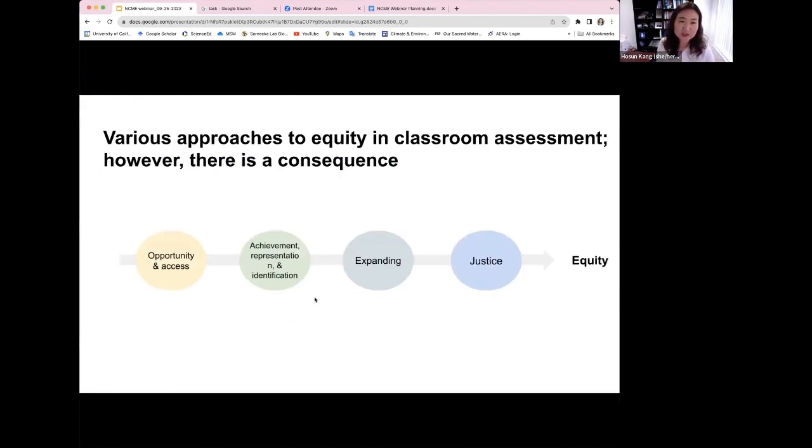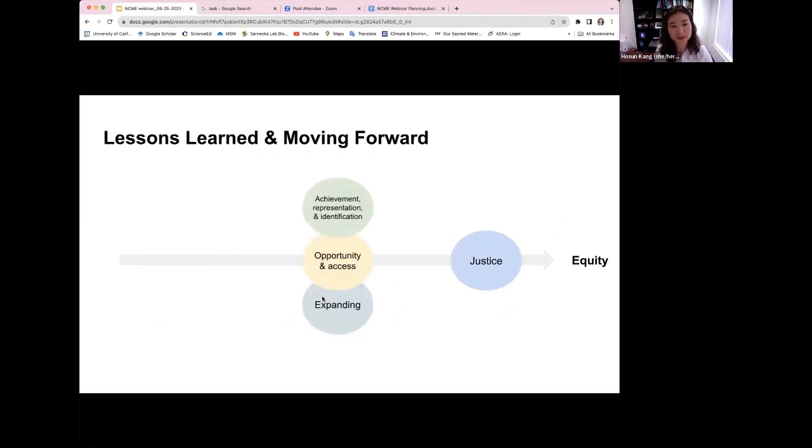So those are the three stories that I have prepared. In summary, there are various approaches to equity in classroom assessment. However, there are consequences. So the question that I think we should ask is what kind of equity approach we are signing up for, and what the consequences are as we make that choice.